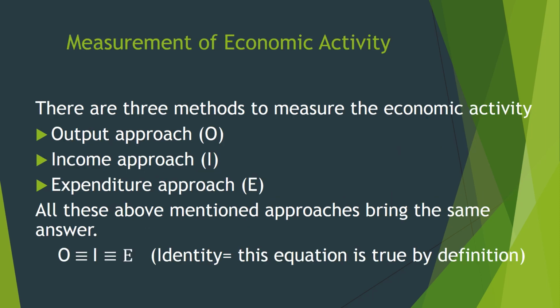As far as measurement of economic activity is concerned, we have a choice of three different methods or approaches that we can employ. These approaches are the output approach, income approach, and expenditure approach. Here we have used the symbol capital O for total output of the economy, capital I for the total income of the economy, and capital E for the total expenditure of the economy.